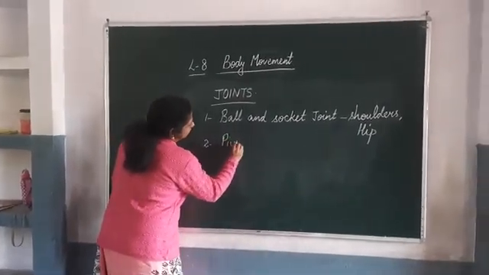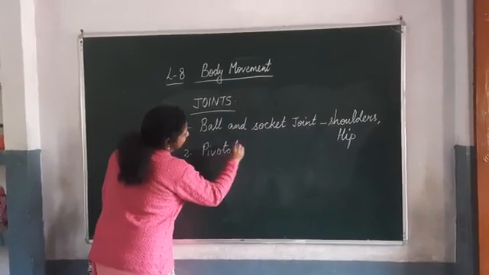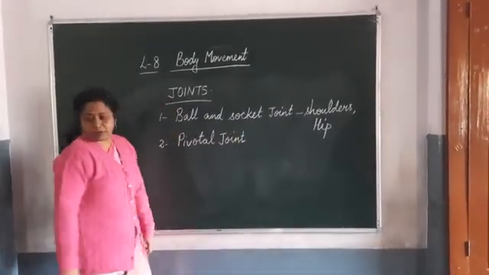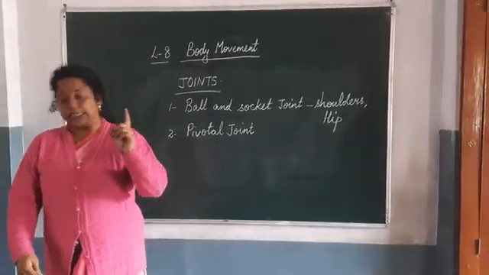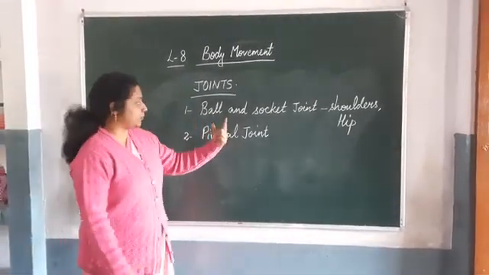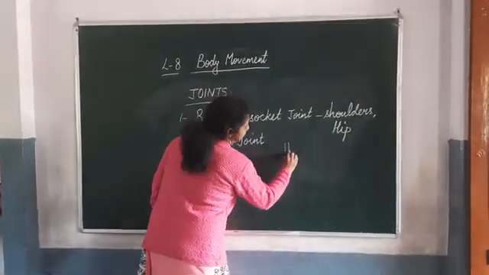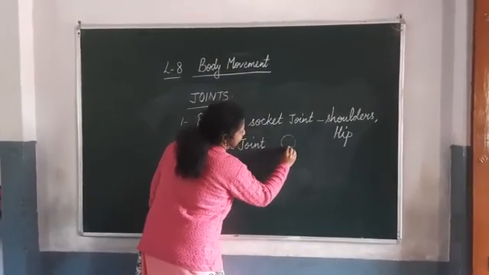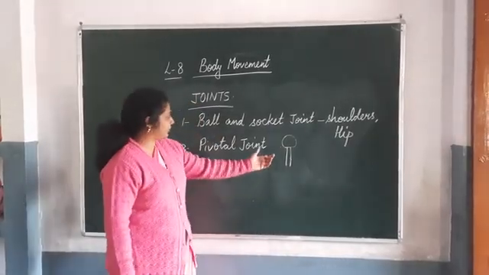Then, the second type of joint is the pivotal joint. Now, a pivotal joint is like a cylindrical bone. There is a cylindrical bone like this, and then on top of that rotates a ball kind of thing, okay?